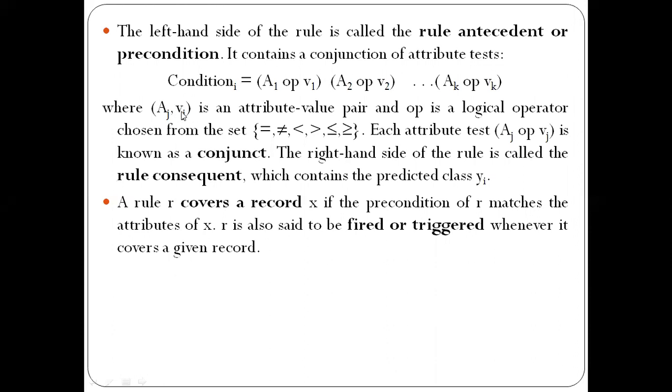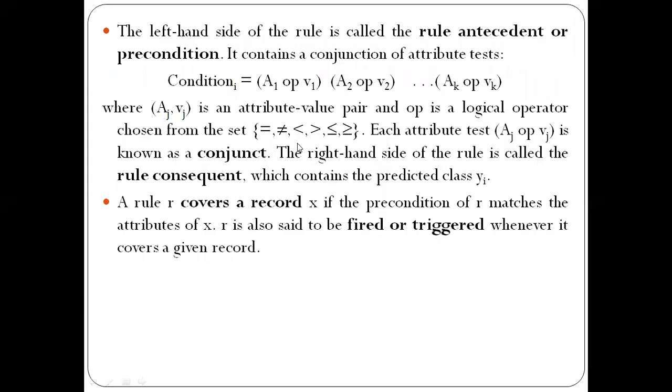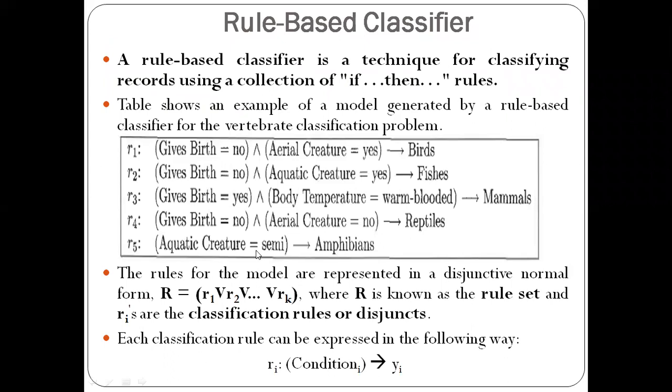It is a combination of attribute value pairs, that is ai comma vj. Op stands for the operator here, a logical operator. It can be equal, not equal, less than, greater than, less than or equal to, greater than or equal to. Here we have used the equal sign, so we have compared the attribute with the value. Sometimes we may even use less than or equal to, greater than or equal to, greater than, less than. All these are kinds of operators. So each of the conditions in these rules will be a combination of attribute value pairs, having both attributes and corresponding values.